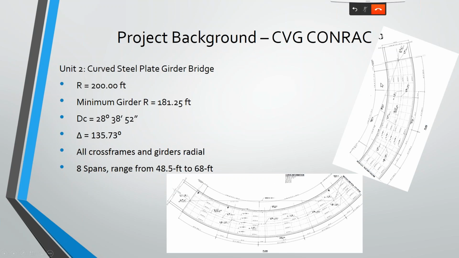We actually had to use 2 reference chords in order to capture it because a single reference chord would not fit on any sheets. It is 8 spans, and they range from 48.5 feet to 68 feet in length. And all the cross frames and girders are radial. Everything in the structure is radial, which definitely simplifies analysis, design, and detailing.